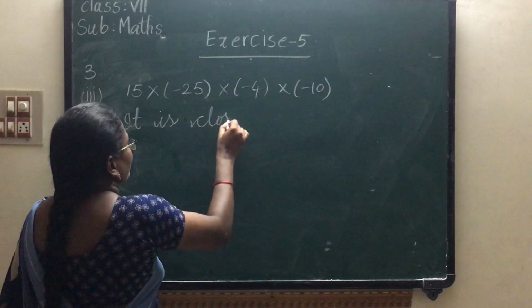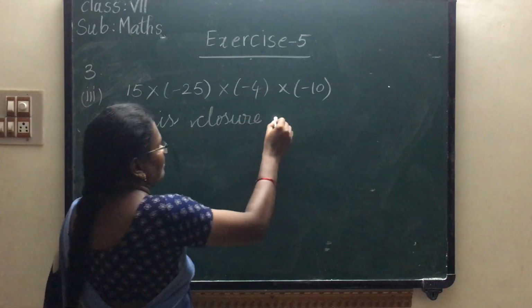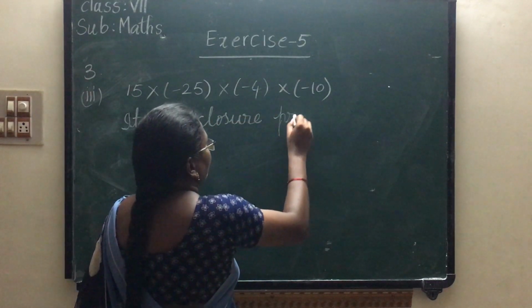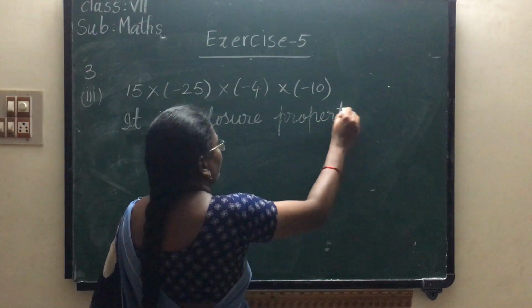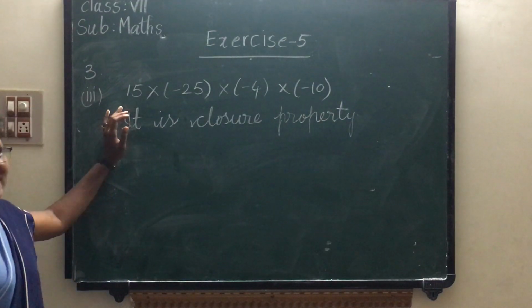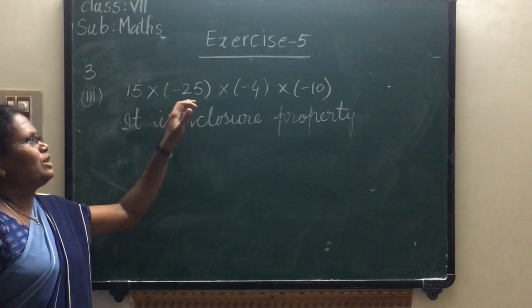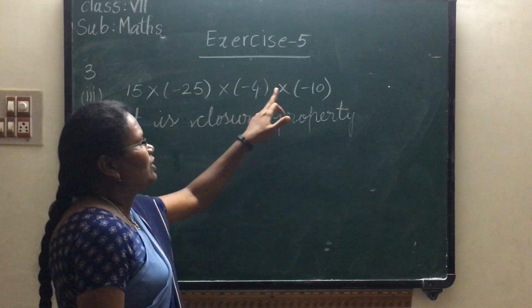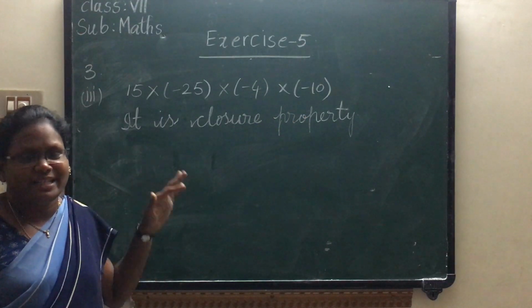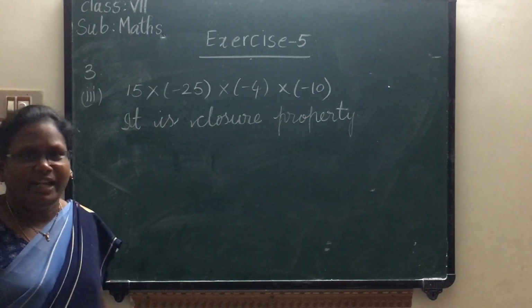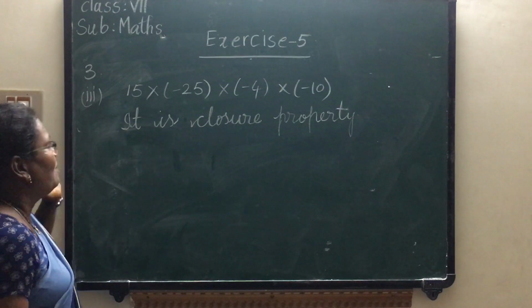Which property is it? Closure property. Once again, listen. 15 into minus 25 is equal to minus 4 into minus 10. This is the closure property. A, B are integers, and A into B is also an integer. This is the closure property.